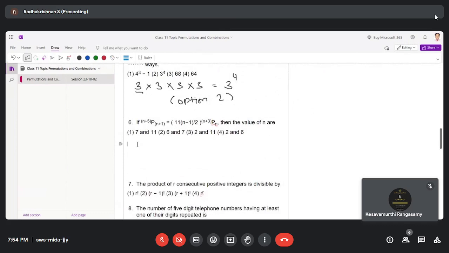Now here I hope you know the formula for nPr and all that. So (n+5)P(n+1) equals 11 into (n-1) divided by 2 into (n+3)Pn. Then find the value of n. Okay, so please work it out.